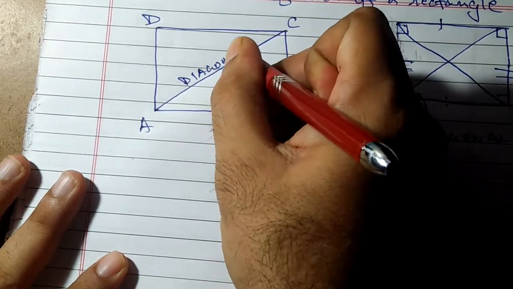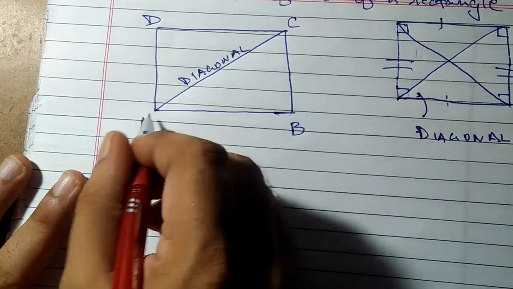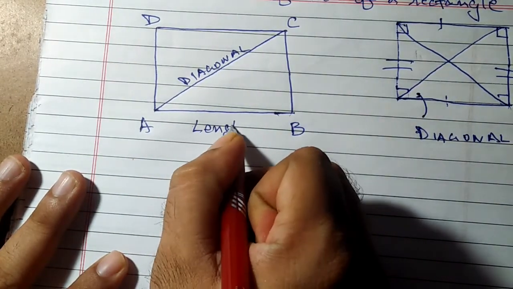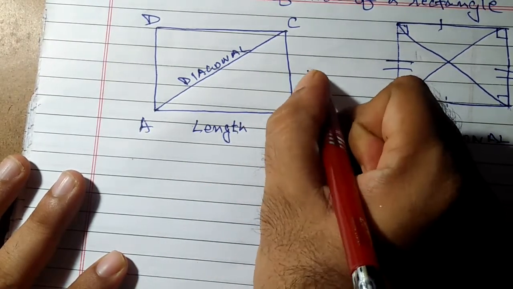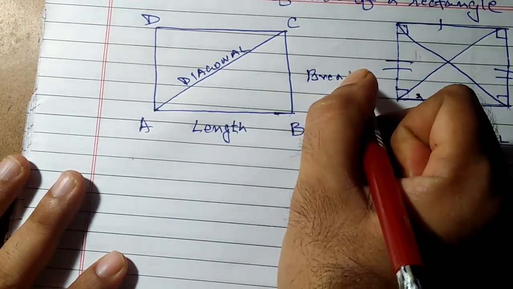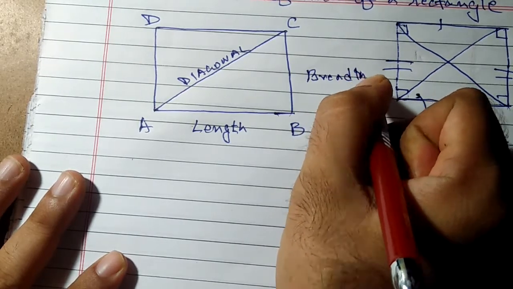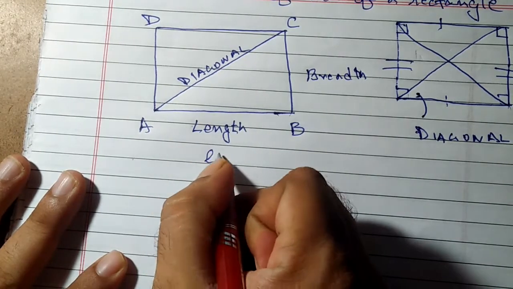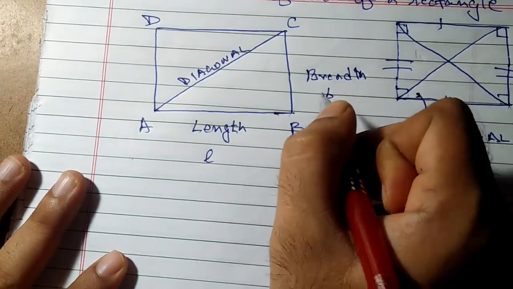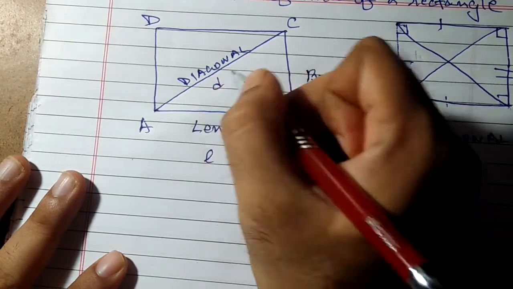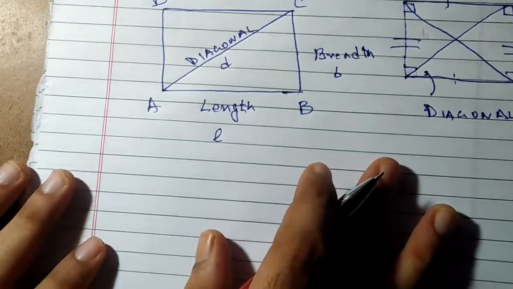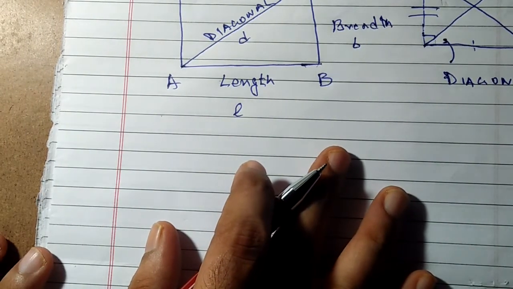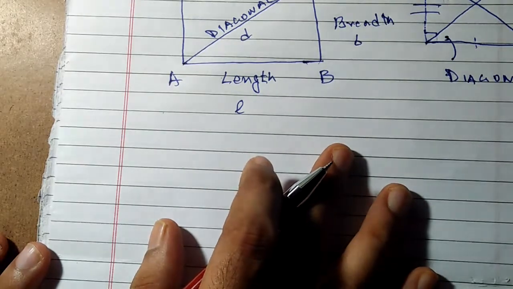The bigger side is length and this side is breadth. For calculation purposes, we will take this as small l and this as small b, and this we can take as d, or diagonal. Now what are the things? Besides area, I will also tell you what other things we can calculate from here.